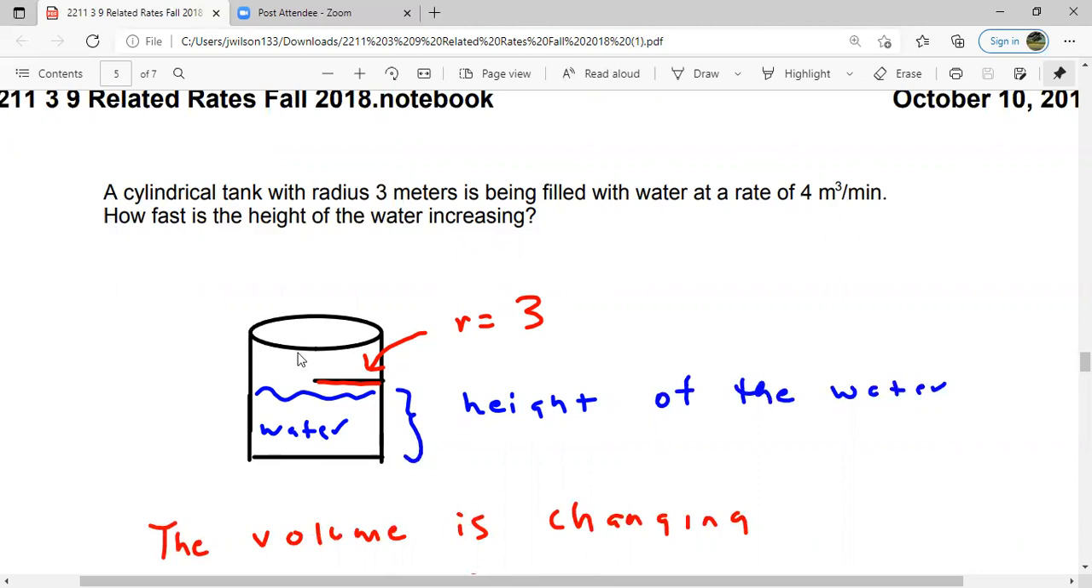And we know that this tank has a radius of 3. Now, the tank is not changing in size, but what's happening is the volume of water inside the tank is changing. So the r is not changing in this case. Now in the balloon that was being blown up, it was changing, but the shape of this tank is not changing. So r is constant. So we need a formula that relates the height of the water to the volume and to the radius.